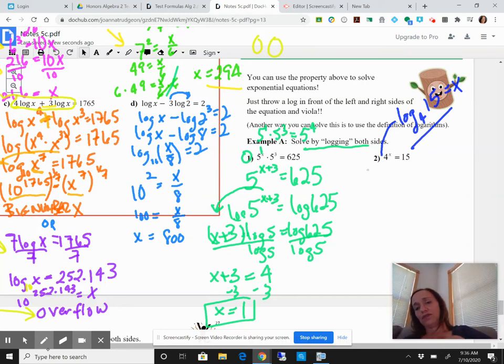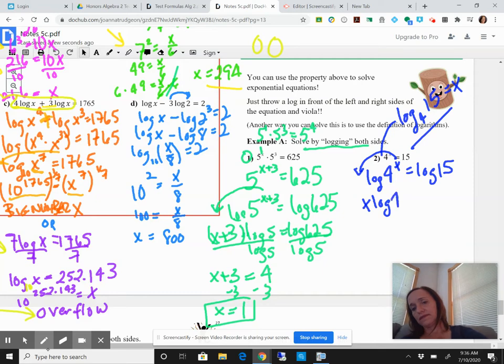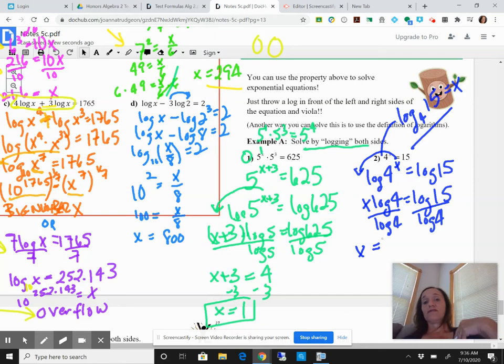All right, so I will put a log in front of both sides, because this is another strategy to solve, like this. And I'll bring the x to the front using the power property of logs. And then I will divide by log 4 to get x by itself. x equals log 15 divided by log 4, which is going to be 1.953.